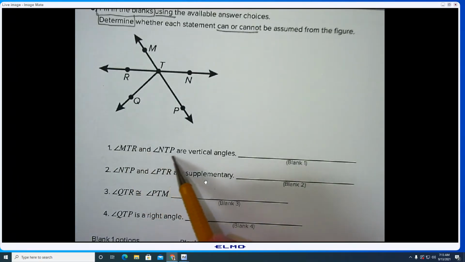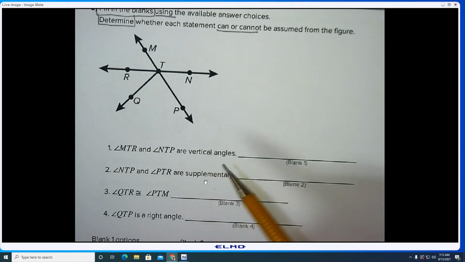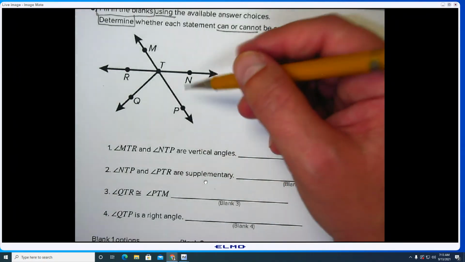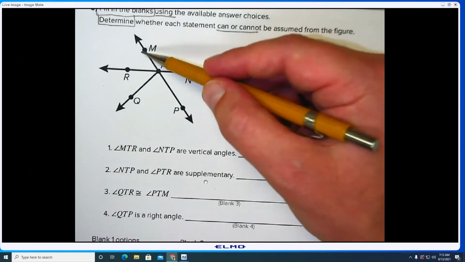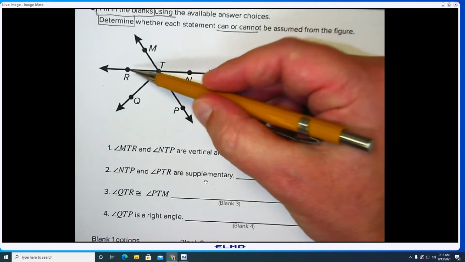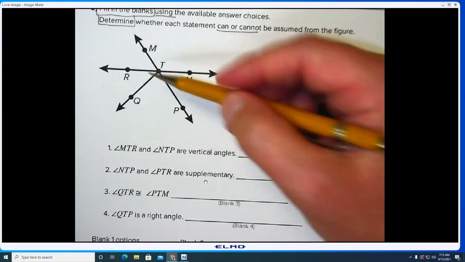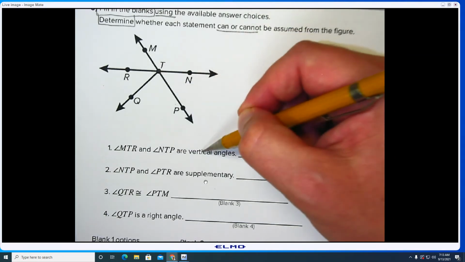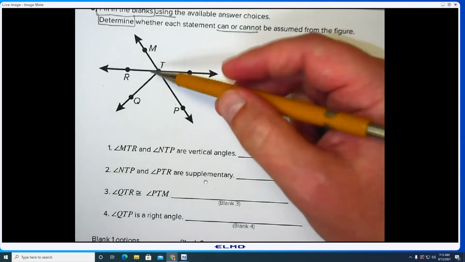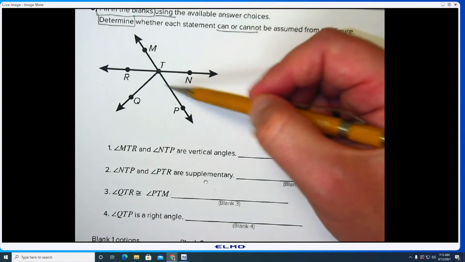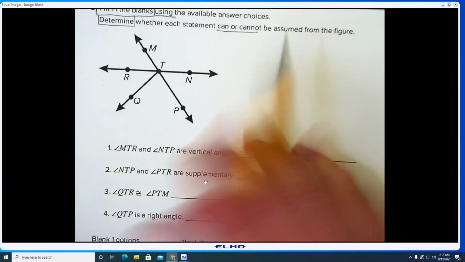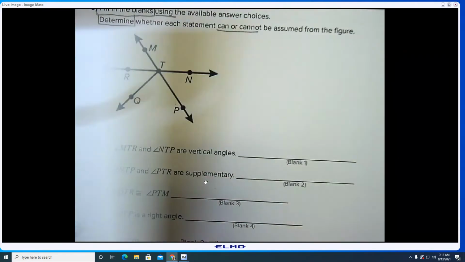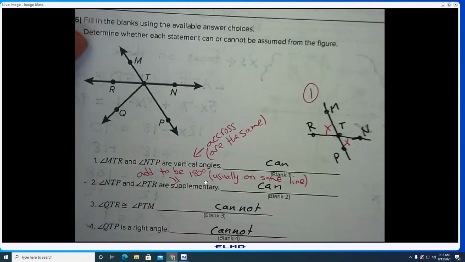MTR and NTP are vertical angles. So we need to find those. As soon as you're reading it, let's go ahead and locate it on the picture. MTR, this angle right here, and NTP are vertical. Okay? So if I were doing this, I'd probably start marking it on the shape, or we can draw it again. They gave us some room. I'm just going to go ahead and jump into the solution set.